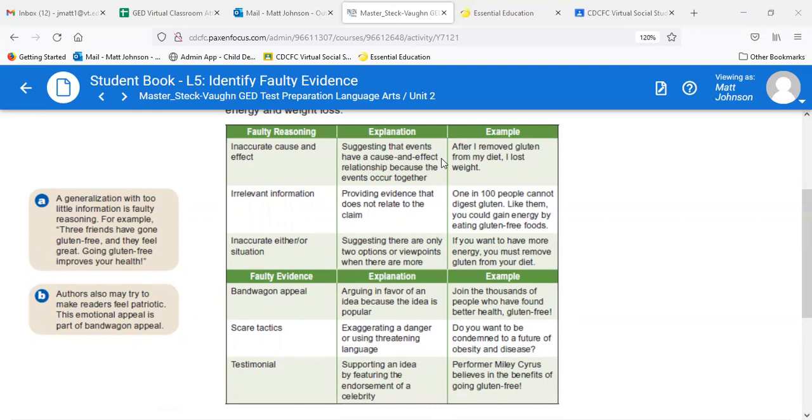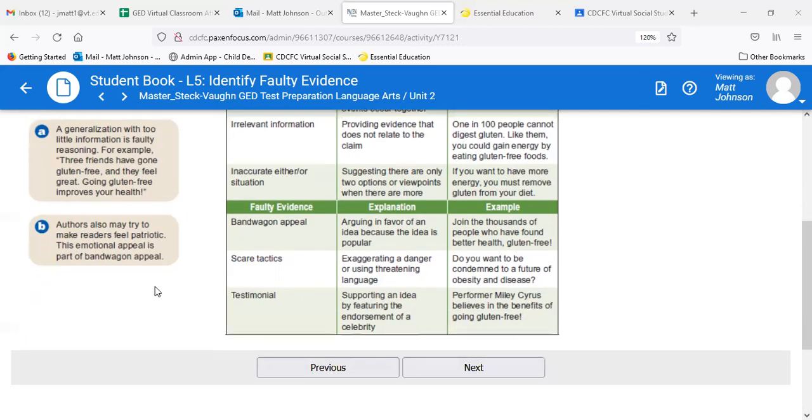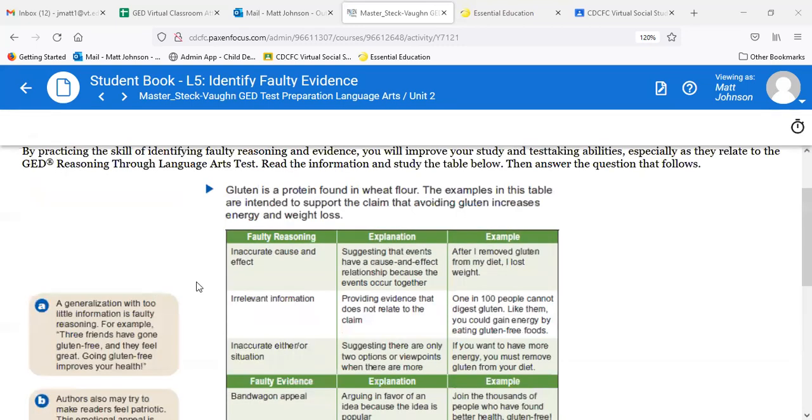So the text says a generalization with too little information is faulty reasoning. For example, 3 friends have gone gluten-free and they feel great. Going gluten-free improves your health, right? That doesn't necessarily mean that it was because they gave up gluten. And then second, authors also may try to make readers feel patriotic. This emotional appeal is part of a bandwagon appeal. So we'll read through here and you'll see what those mean.